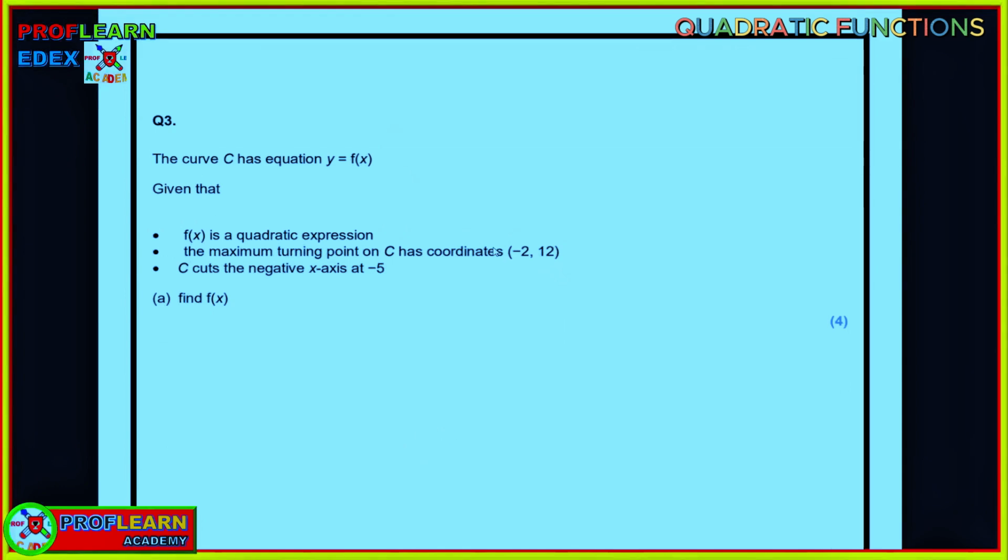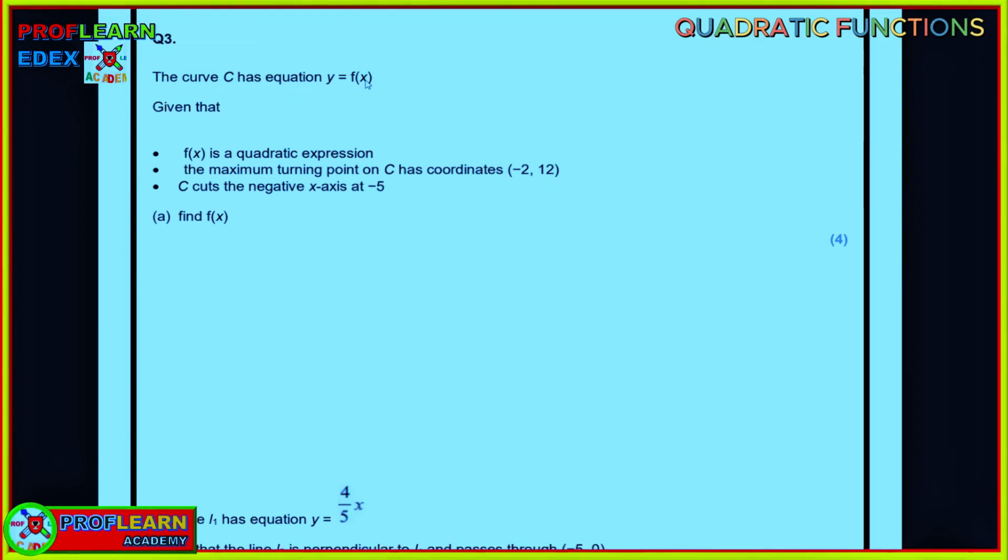In question number 3, we are told that the curve C has the equation y equals f of x. Given that f of x is a quadratic expression, the maximum turning point of C has coordinates -2, 12. C cuts the negative x-axis at -5. Then we are supposed to find that function.